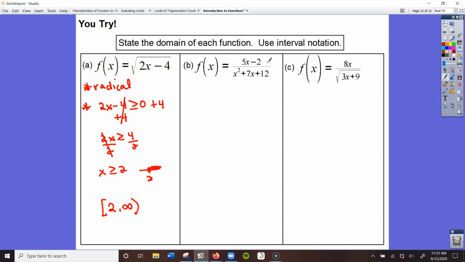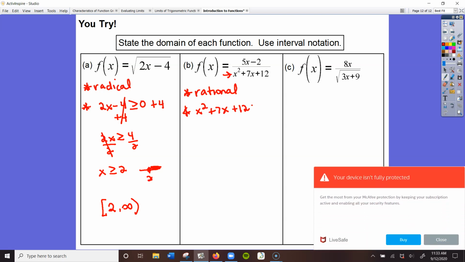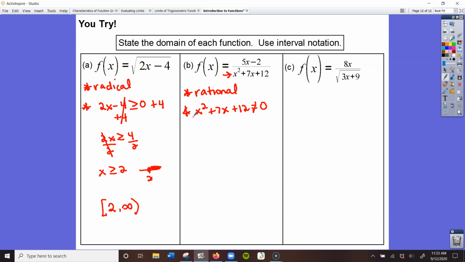For this one here, remember that this is a rational function. And in rational functions, the denominators cannot equal 0. So we're going to take that x squared plus 7x plus 12, and it cannot equal 0. It does not matter what the numerator is. It's only the denominator. The denominator cannot equal 0.